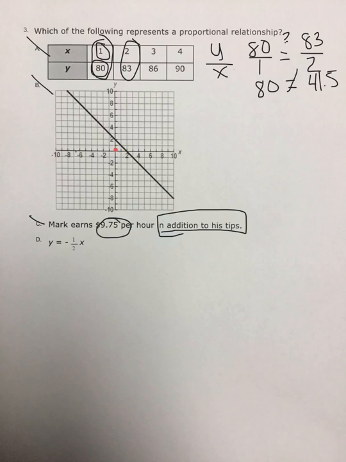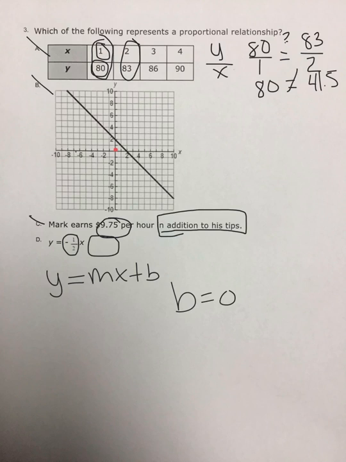And now we're going to be looking at D. So I want to know, is my y-intercept or b equal to 0 or is it not equal to 0? If it's equal to 0, it's proportional. If it's not equal to 0, then it is not proportional. So I have y equals negative 1/2 x. Remember, this is y equals mx plus b. So I have an m, that's the negative 1/2, but I don't have any adding or subtracting anything.